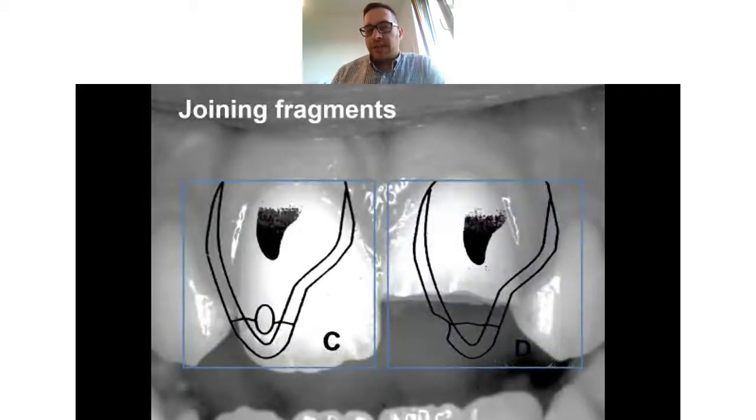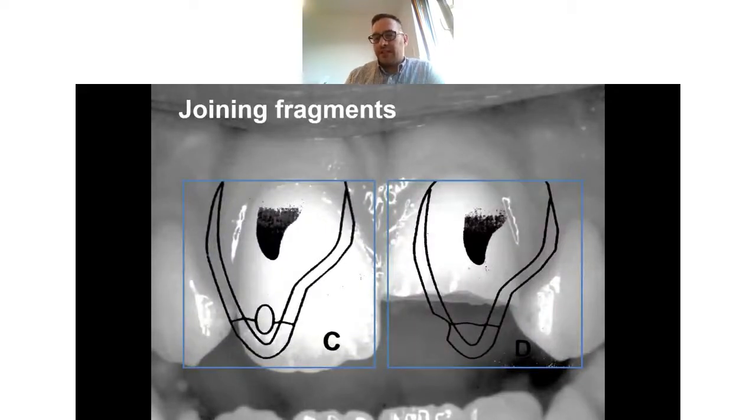Third option is the pin indenting. When we do something like this, we basically need to know how close the pulp chamber is, so as not to open the pulp. Also, it's not really something that makes the retention so great. So this is not something that is usually done.